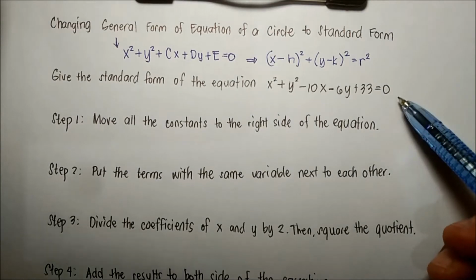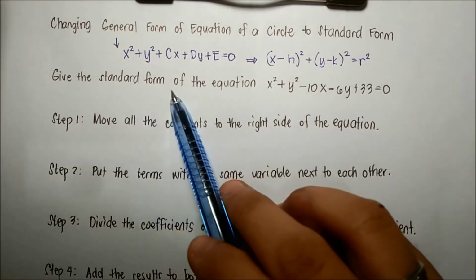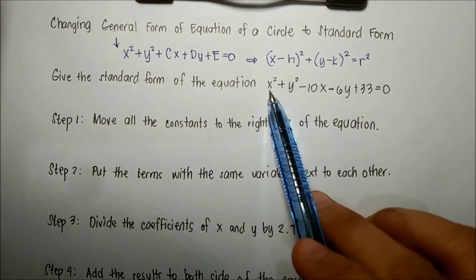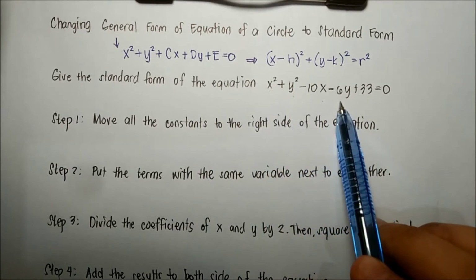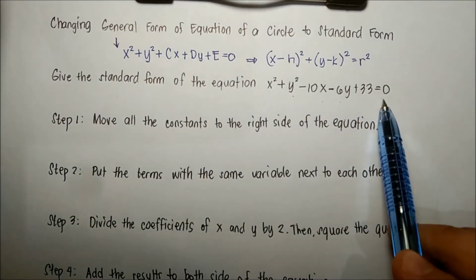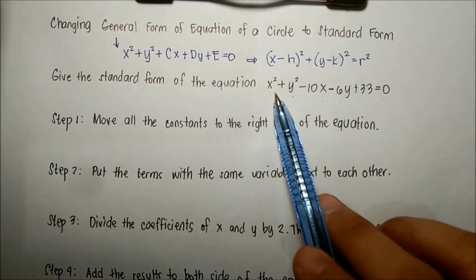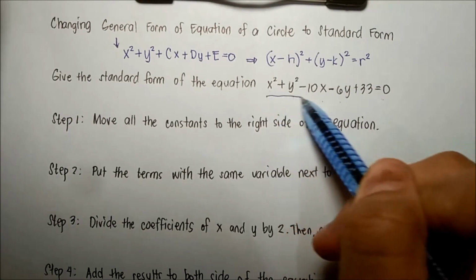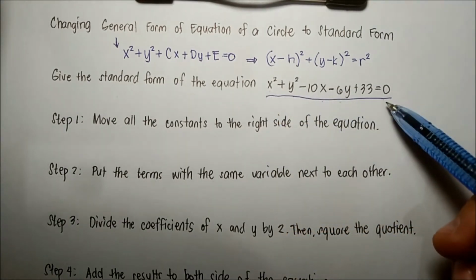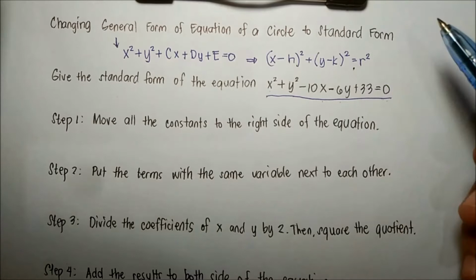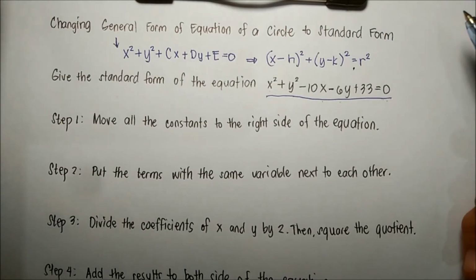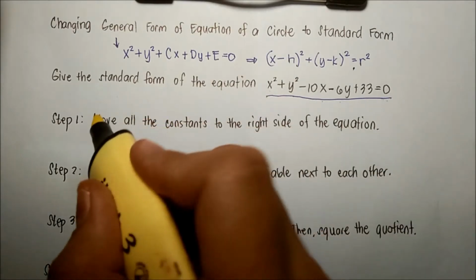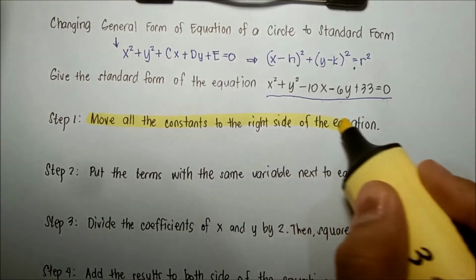Given this example, give the standard form of the equation x squared plus y squared minus 10x minus 6y plus 33 is equal to 0. This one is in general form. We can change this one into standard form by using the process of completing the square. So step 1 is we will move all the constants to the right side of the equation.